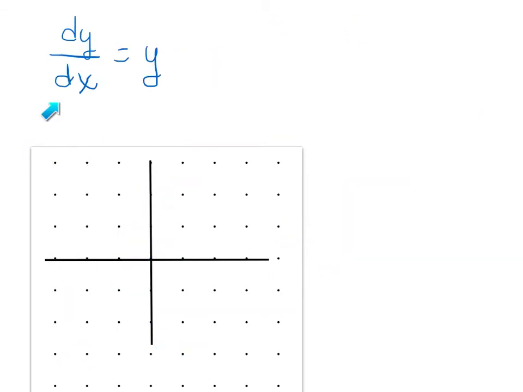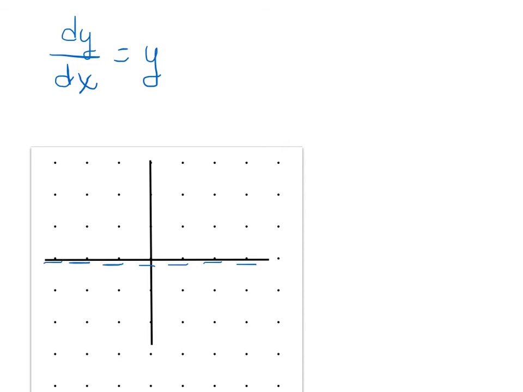Let's look now at another differential equation, dy dx equals y. So in this case, the slopes depend on y, in other words, the y coordinates at all these locations. So let's start at the origin, and at the origin the slope is 0, because y equals 0 there. So we'll get a horizontal tangent there. In similar fashion, as we move along the x-axis, the slopes continue to be 0.